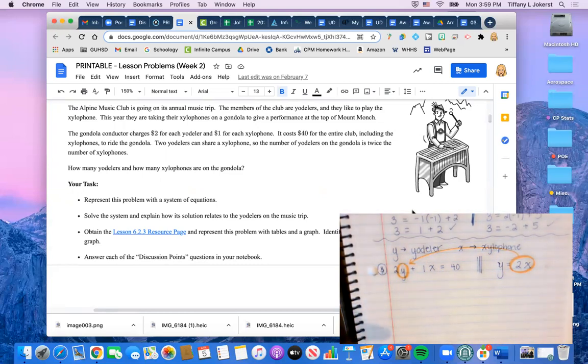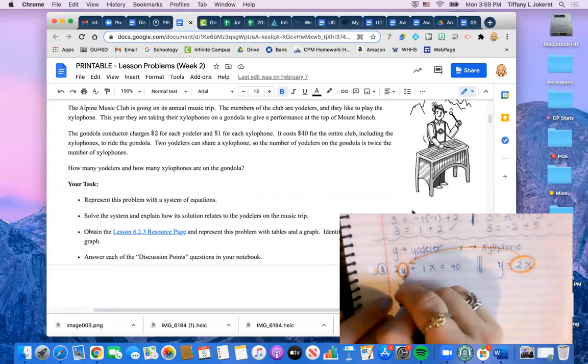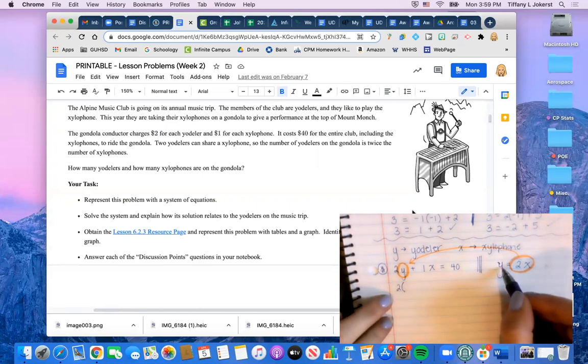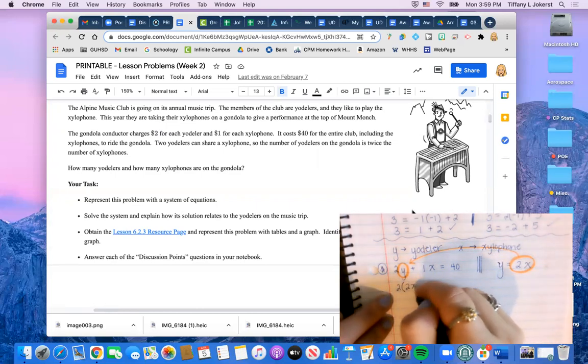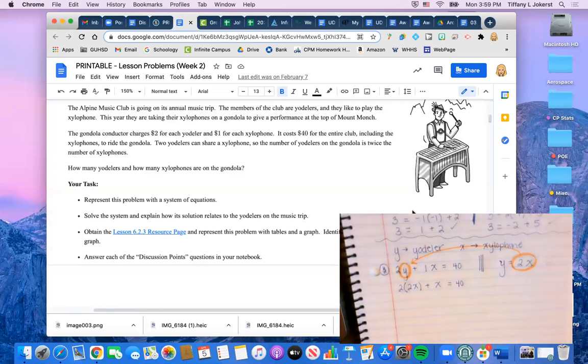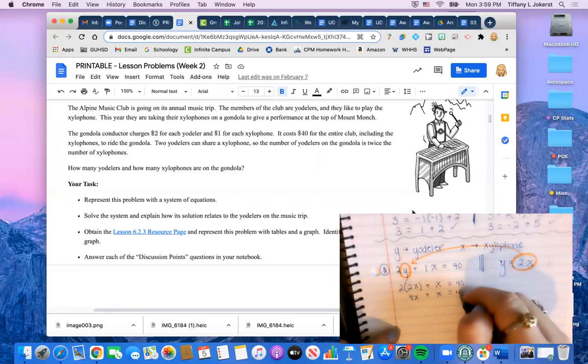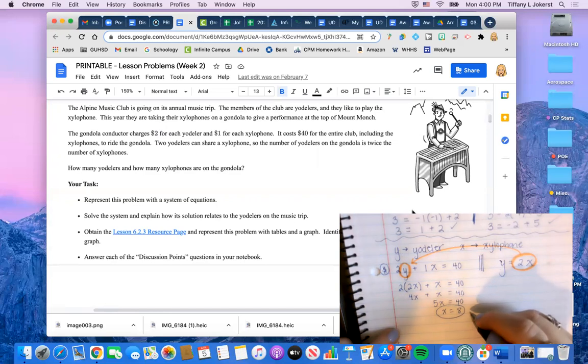Right now this is 2 variables, and this will make it only 1 variable, so I can go through and solve. This is called substitution. So what I have now is 2 times 2x plus x is equal to 40. So here I have 4x plus x is equal to 40. That's 5x is equal to 40, which means x is equal to 8. So I should have 8 xylophones.